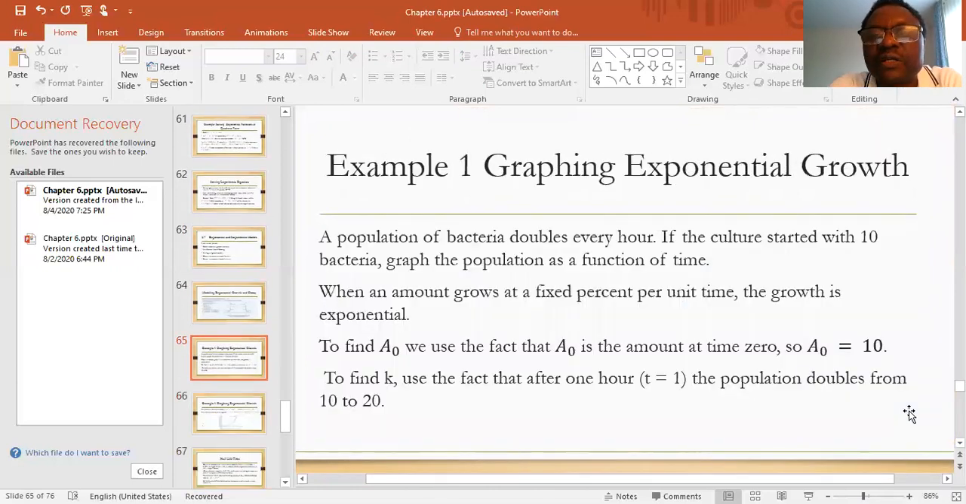Example, a population of bacteria doubles every hour. If the culture started with 10 bacteria, graph the population as a function of time. So when an amount grows at a fixed percent per unit time, the growth is exponential. To find A0, we use the fact that A0 is the amount at time 0. So A0 is 10. To find k, use the fact that after 1 hour, the population doubles from 10 to 20. That gives you the second point.